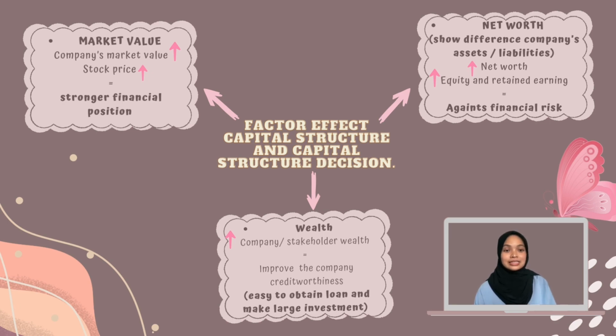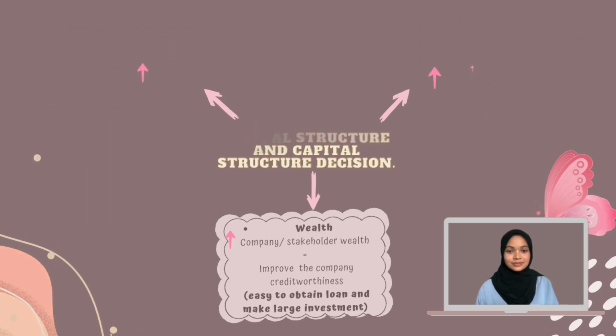And the third one is net worth. The net worth can play a significant role in a company's capital structure and capital structure decision. Net worth represents the difference between a company's assets and liabilities. A higher net worth generally implies that a company has more equity and retained earnings, which can provide a cushion against financial risk.